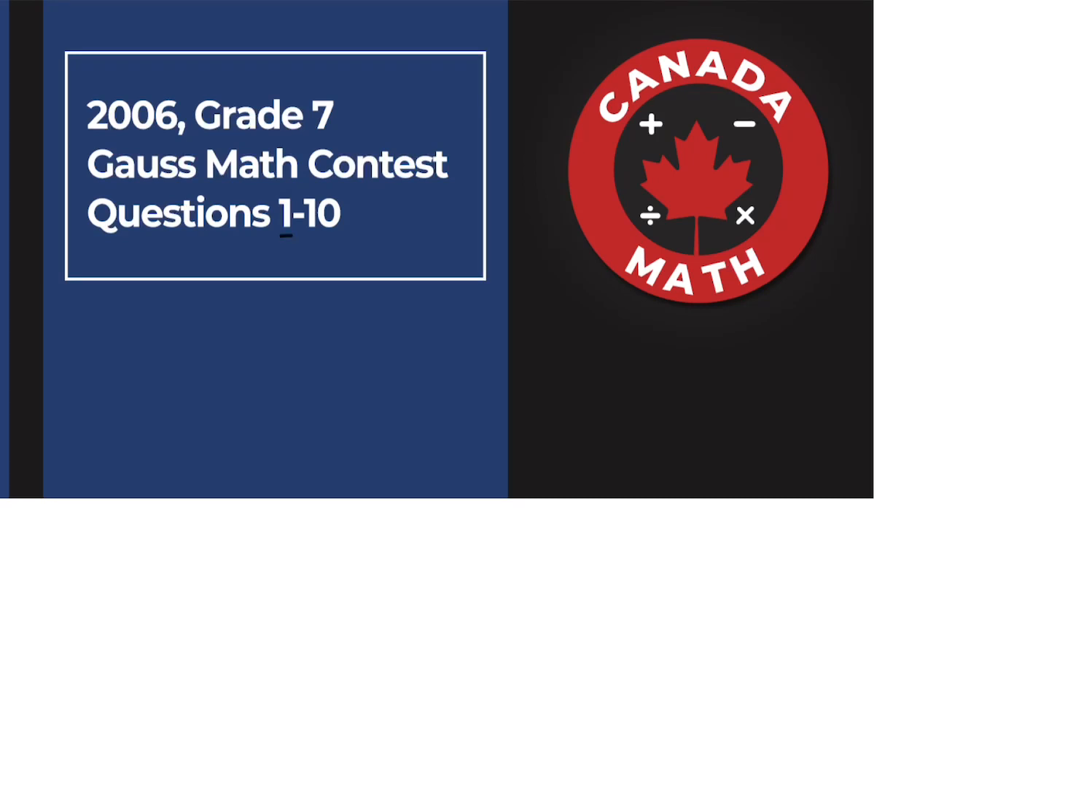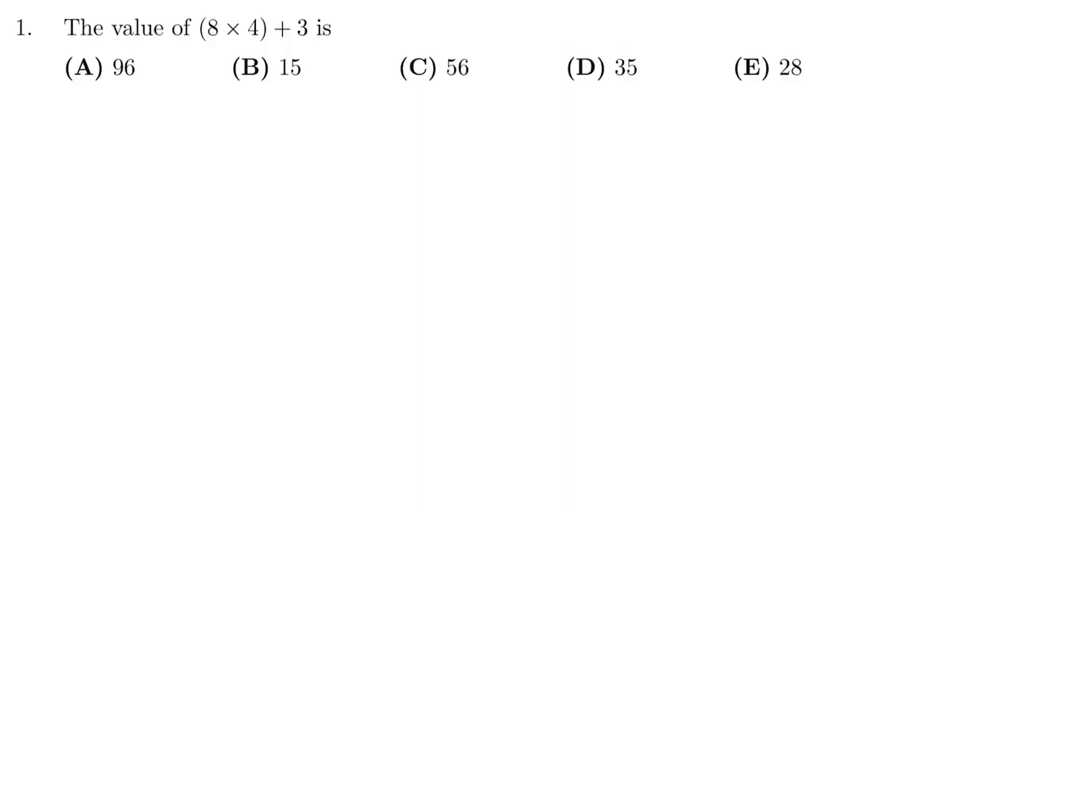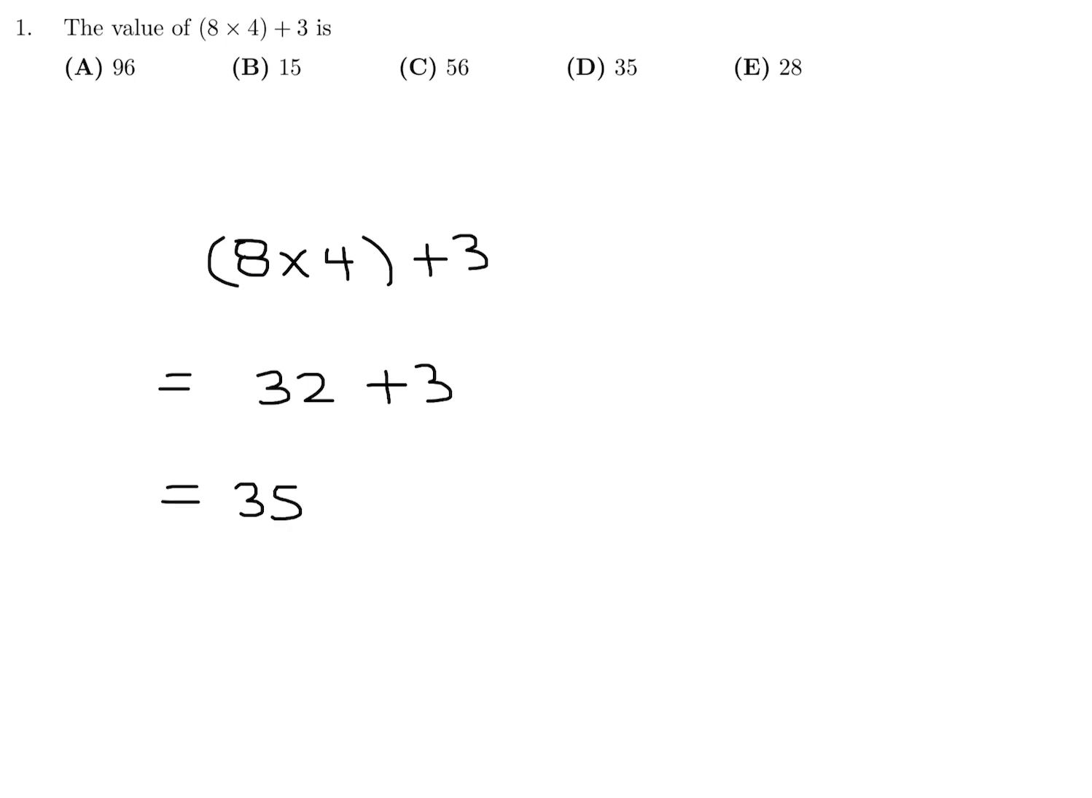Questions 1 through 10 on the 2006 Grade 7 Gauss Math Contest. The value of 8 times (4 plus 3). Let's do the brackets first, and that will be 32, then plus 3, and that will be 35. So number 1, the answer is D.